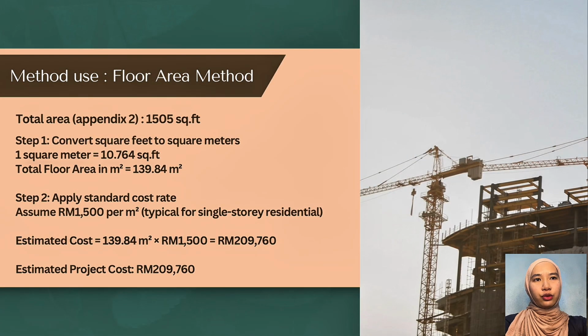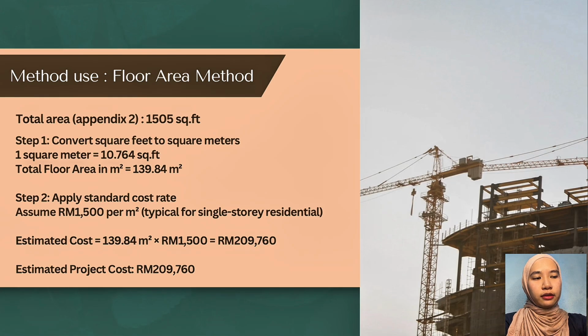Next, for the application to a provided project scenario, we use the floor area method for this scenario. From Appendix 2, the total area given is 1,505 square feet. So the first step is we convert the square feet into square meters. So 1 square meter is equal to 10.764 square feet. So the total floor area in square meters is 139.84 square meters.